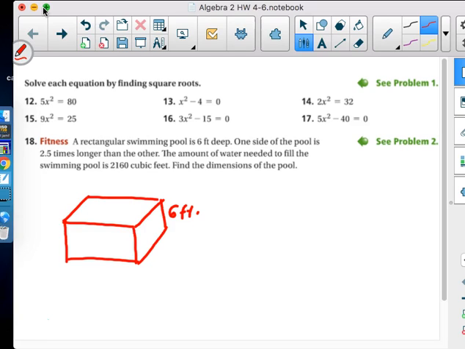One side of the pool is 2.5 times longer than the other, but when I read the rest of this, they didn't tell me what the other side was. So I realized I'm going to have to use an x, and 2.5 times longer would be 2.5x. And then they start talking about filling this thing up. Well, that's volume. Volume of a box is length times width times height. So if that volume is 2,160, we're going to have to take this times this times this to get it.